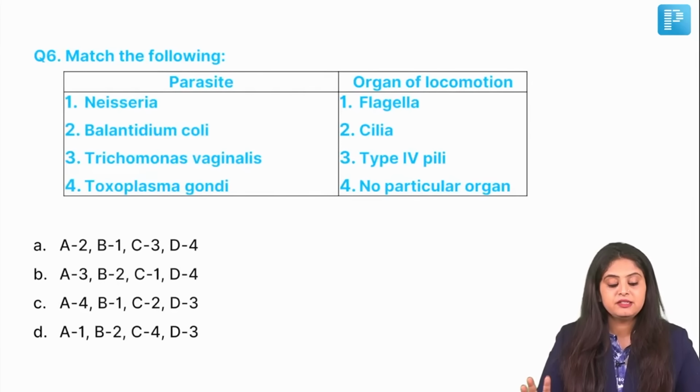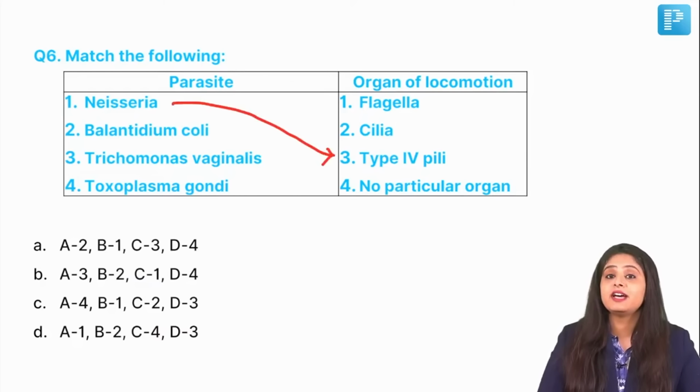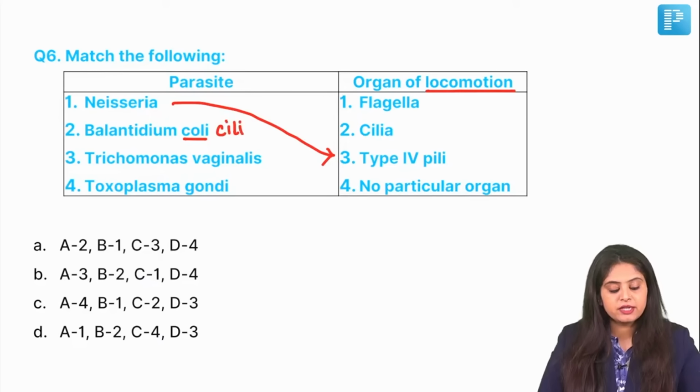Now 2-3 of these match the following questions were like this. Let's start with Neisseria. This is done now, right? I just told you Neisseria has what for motility? Organ of locomotion. It is type 4 pili. Okay, Balantidium coli, in parasitology we always used to study it as cilia. So this is also settled for us.